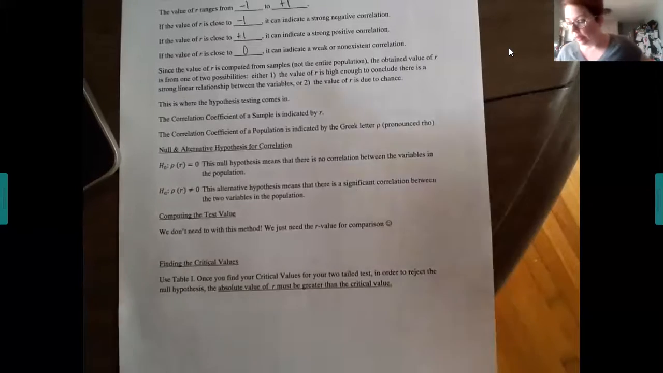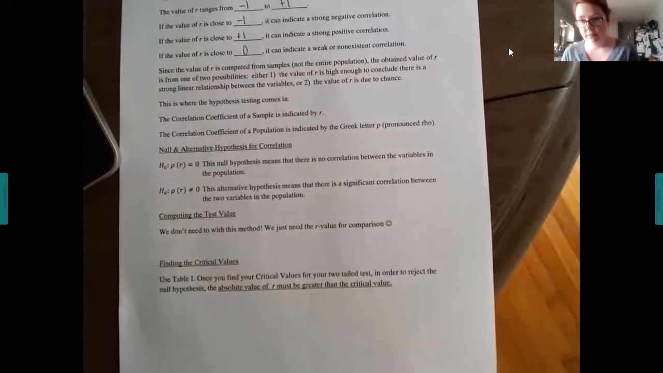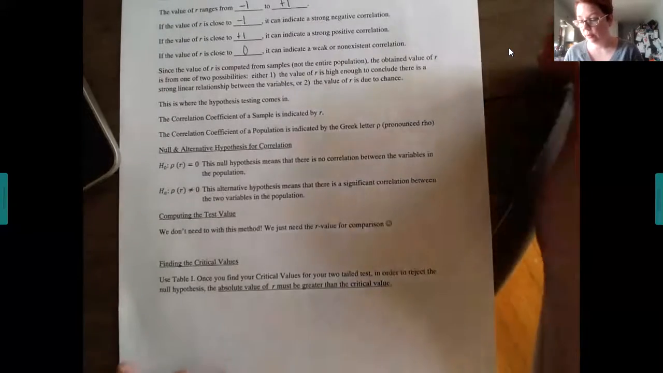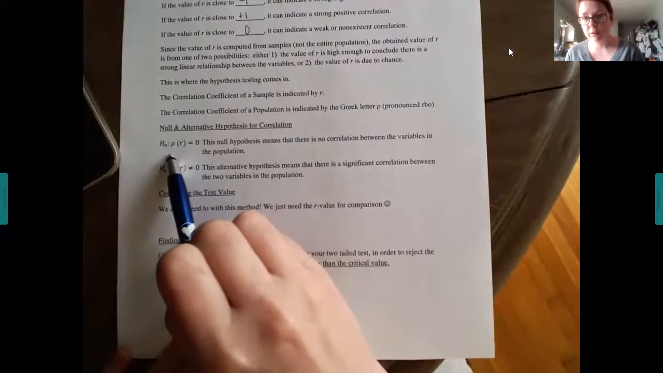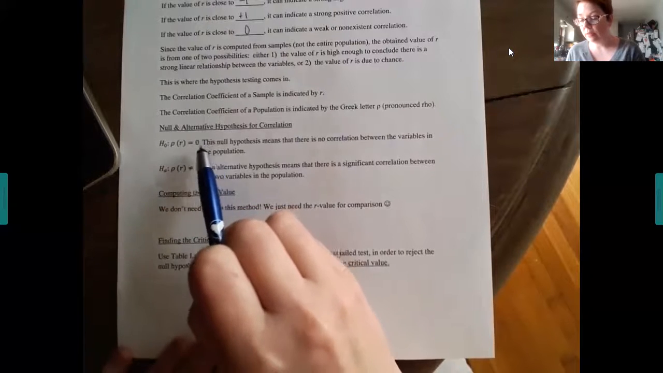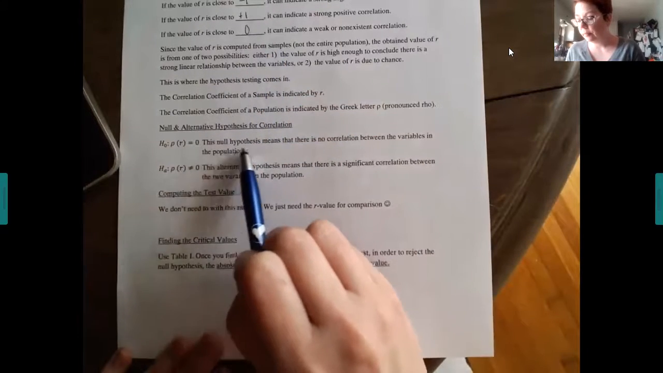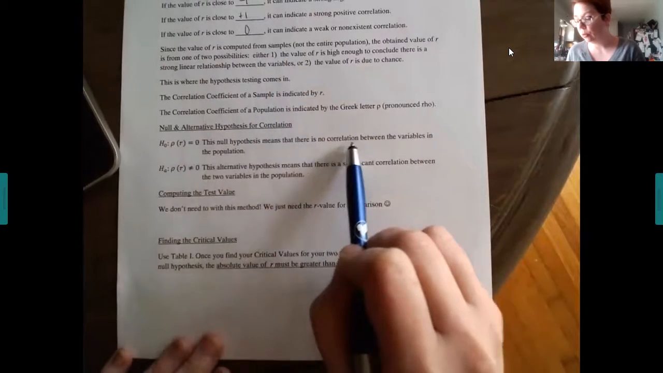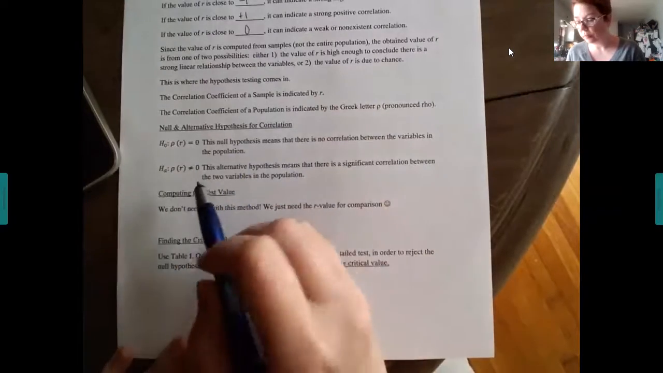So, when we test the hypothesis for R, it's set up that we have one of two choices. Our default or our null hypothesis is that R equals 0. If it equals 0, again, that means that there's no correlation. So it's saying here that the null hypothesis means there's no correlation between the variables in the population, because everything is taken from samples.